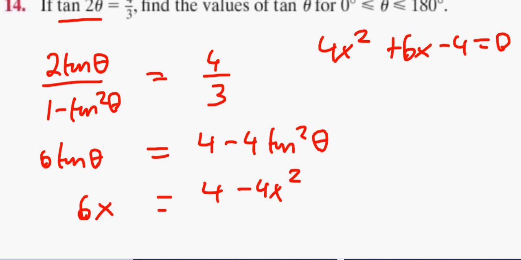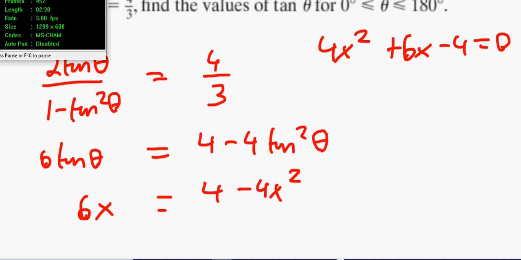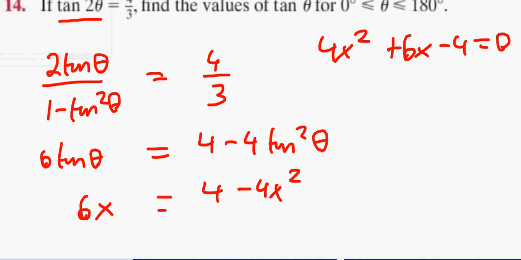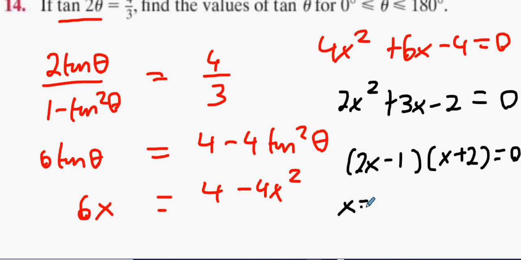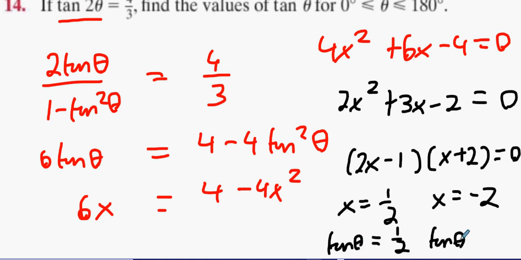I'll pause there. Alright. Divide by 2. And we get 2x squared plus 3x minus 2 equals 0. Solve that. I think it's going to be 2x plus... oh, sorry, x plus 2 there and 2x minus 1 here. Is that okay? Did anybody get x equals a half and x equals minus 2? So that means tan theta equals a half and tan theta equals minus 2. Reread the question. Does it say values or value?